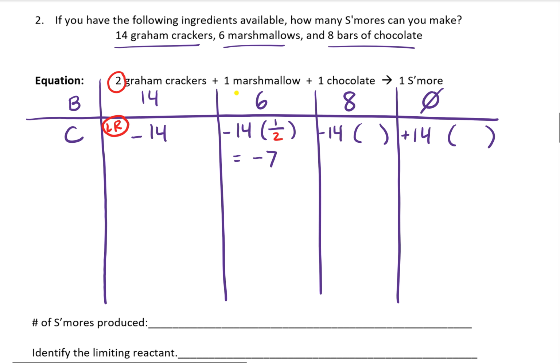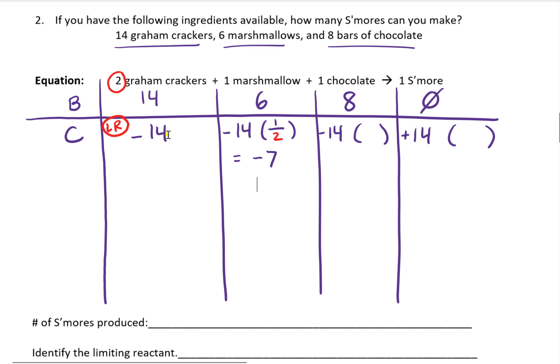And I want you to pause and evaluate what this is saying. We're saying in order to use all 14 graham crackers, 7 marshmallows would be required. But look here, we only have 6 marshmallows available. So it's impossible to use 7 of them. There's no way we're going to use 7 marshmallows because we don't have 7. And so that means we don't have enough marshmallows. So graham crackers cannot be the limiting reactant here.